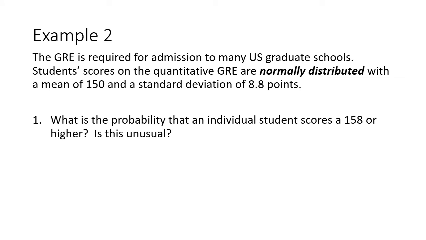So what is the probability that an individual student scores a 158 or higher? And would this be unusual? So again, the average is 150. Would it be unusual if a student scored a 158?